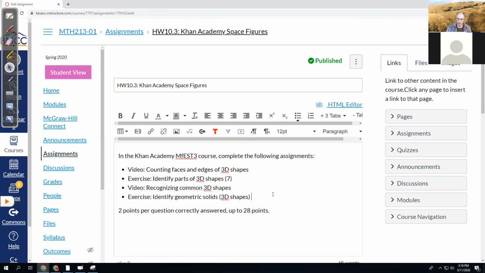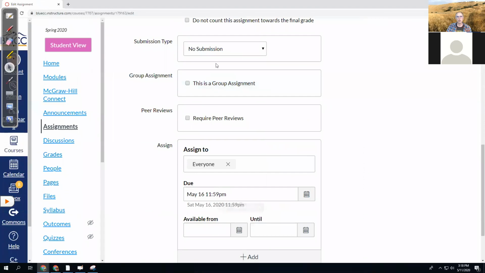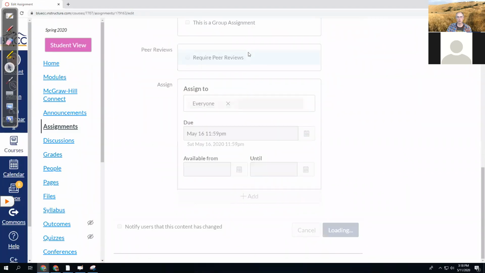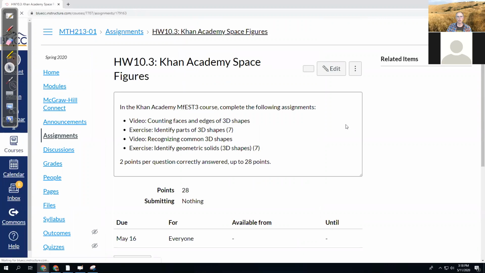And this one has 7 also. Basically that's 14 total, so I'm going to give you 2 points per question. So if you answer all 7 correctly here and all 7 correctly there, then you earn 28 points. And I'll just look at Khan Academy and then copy your grade over. So there's no submission required from you, I just have to go take a peek to make sure you did it eventually.